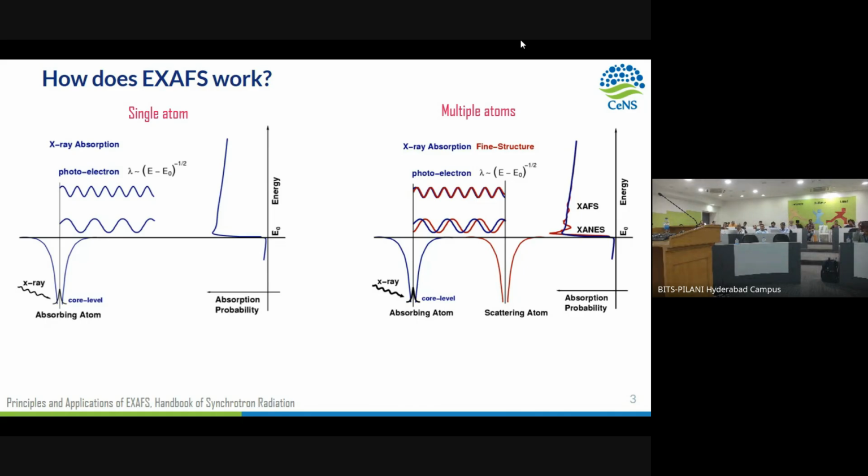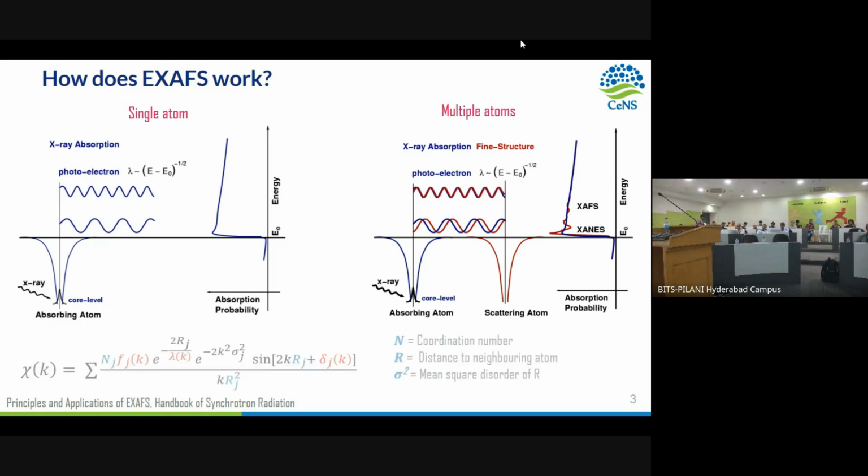Now, depending upon the energy, the distance, and the scattering atoms, how many scattering atoms are present, the forward scattering wave and the reverse scattering wave are going to interact. The interference between these gives rise to slight oscillations in the fine structure of the EXAFS, and that is what gives us information about the neighboring atoms. So we are getting information very locally, just around the atom.